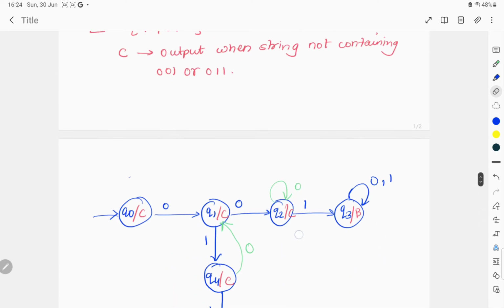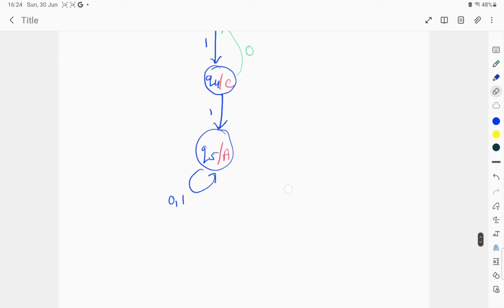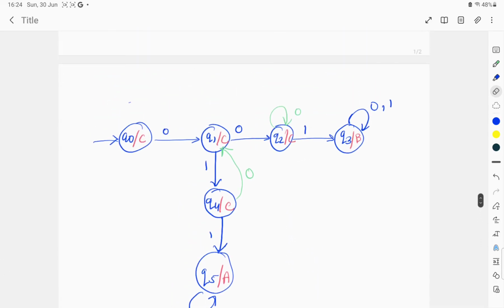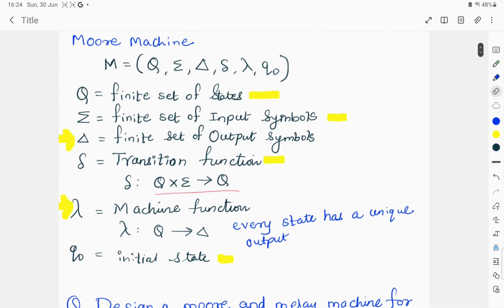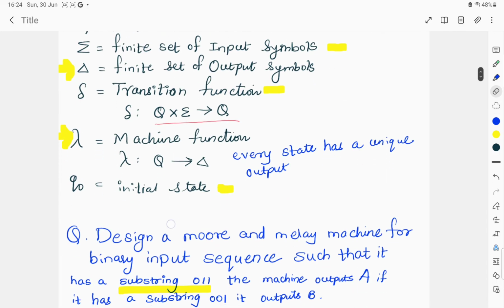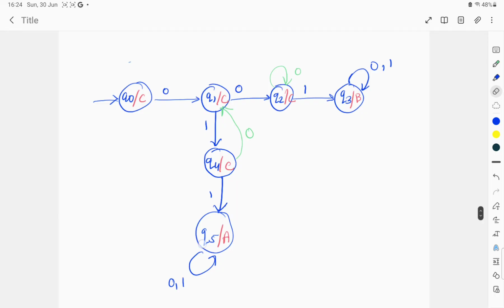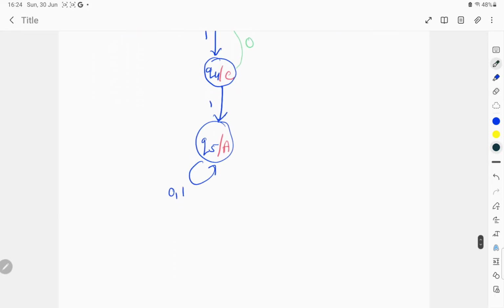With this we are done with this model, and this model we can call a Moore machine for the given question. So once this is clear, we can now fill the values for all the parameters that have been explained in this tuple definition. So what is Q, what is sigma, what is the transition function, how do we write the machine function, and the initial state. Okay, so let's write it for the entire model.